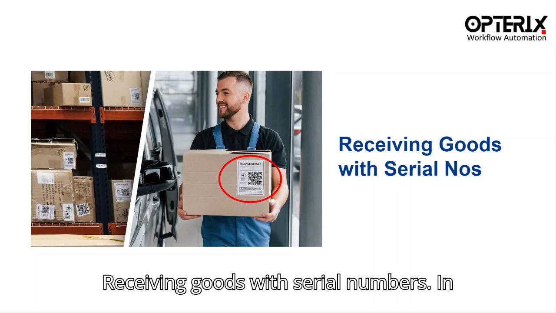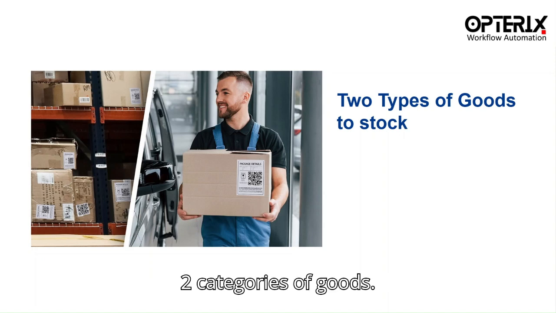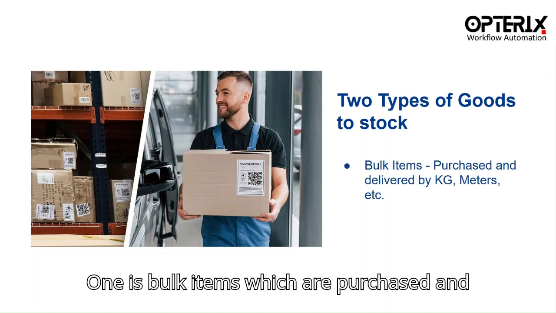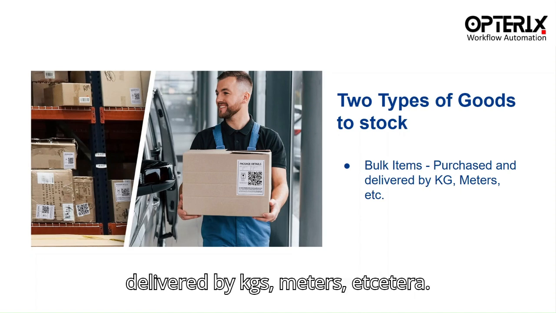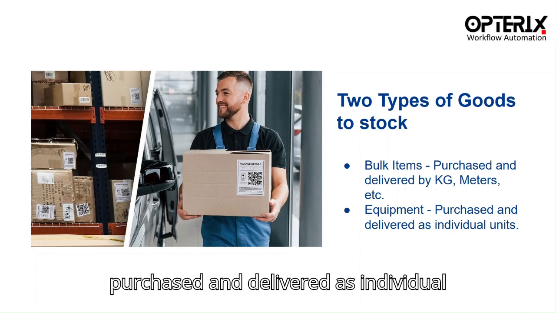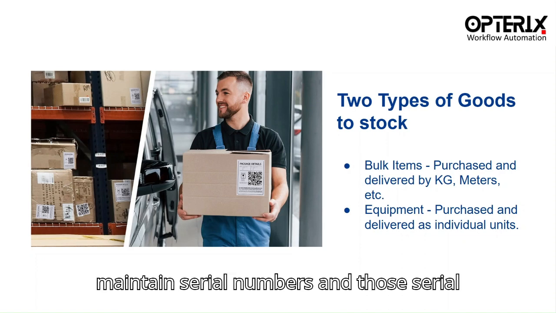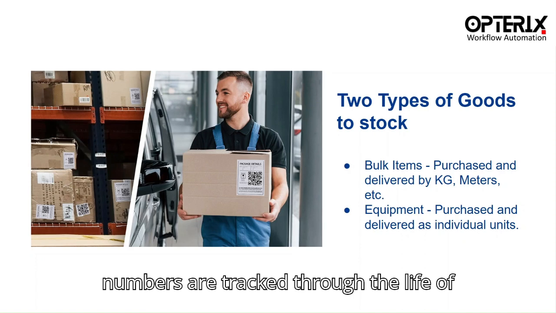Receiving goods with serial numbers. In inventory management, we come across two categories of goods. One is bulk items, which are purchased and delivered by kgs, meters, etc. And then there is equipment, which is purchased and delivered as individual units. For those, we need to maintain serial numbers, and those serial numbers are tracked through the life of the equipment.